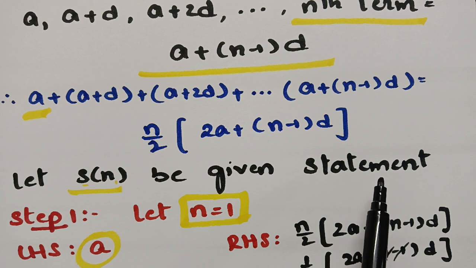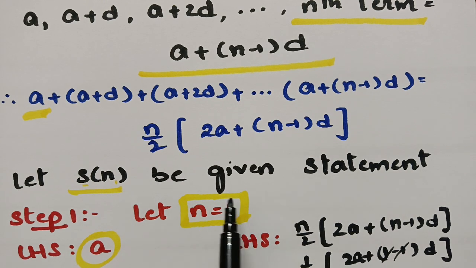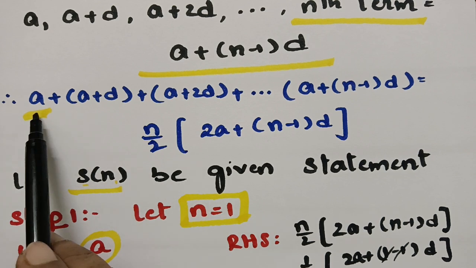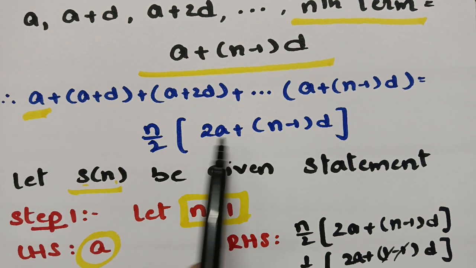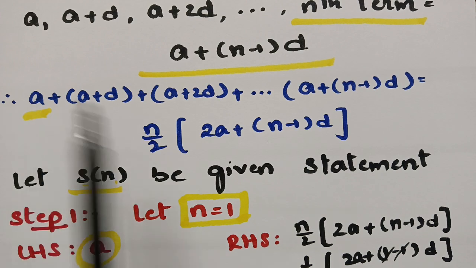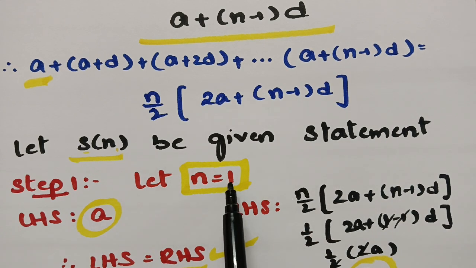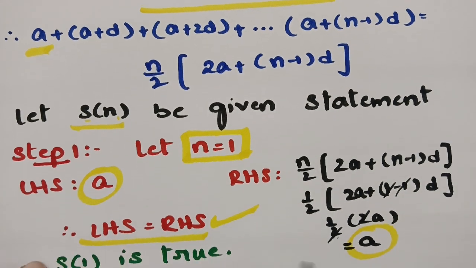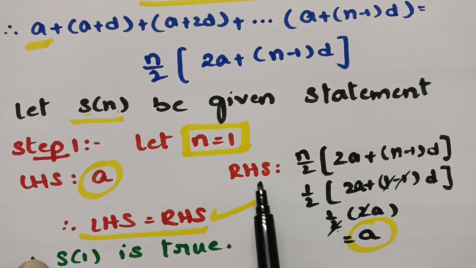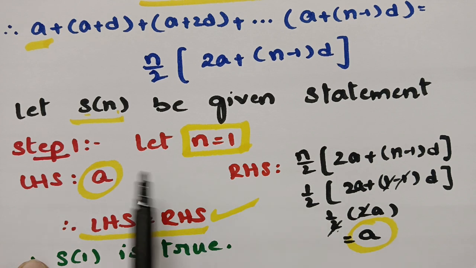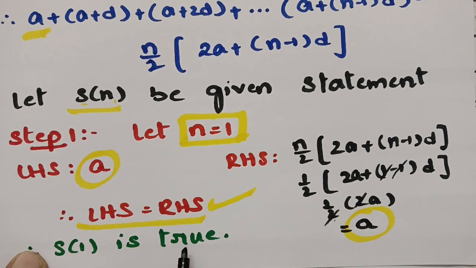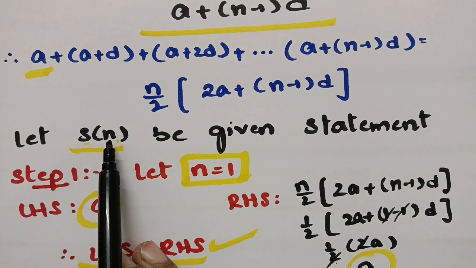Now, according to our mathematical induction, first we have to put n equal to 1 in the statement. So here, this is the LHS part and this is the RHS part. In the LHS part, we have a. And in the RHS part, this is n by 2 times (2a plus (n minus 1) into d). After substituting n equal to 1, this gets cancelled, and 2a by 2 is equal to a. So LHS value is a and RHS value is also a, and therefore both the values are the same. So LHS is equal to RHS and S of 1 is true. The statement when n is equal to 1 is true.